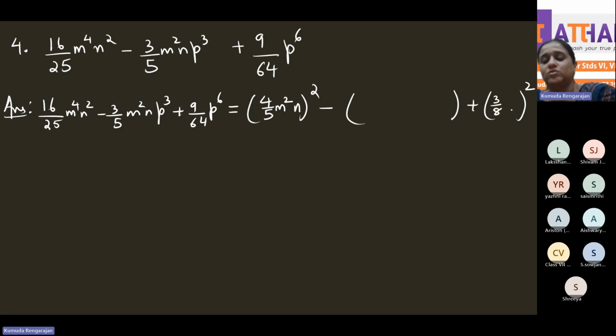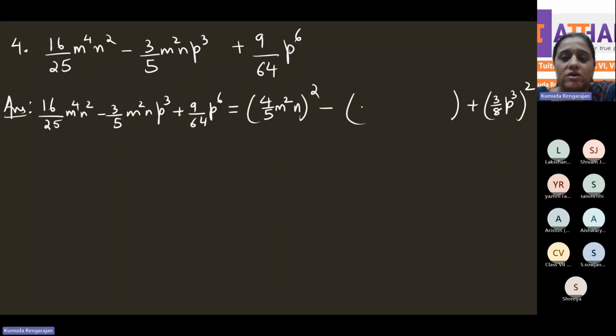And p to the power 6 will be written as? What into 2 is 6, children? 3, ma'am. 3 into 2. So 3 by 8 into p to the power 3. 3 by 8 into 3 by 8 is 9 by 64, and p to the power 3, the whole square. So we're done with the a square and b square terms.